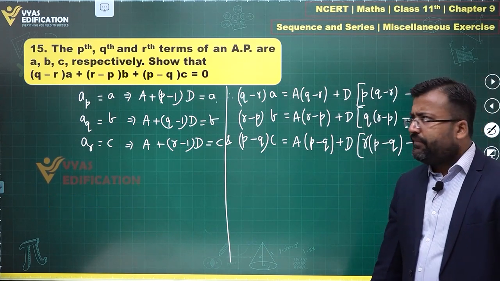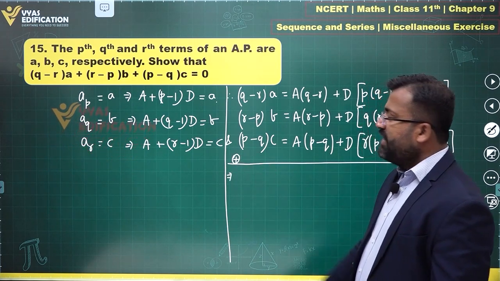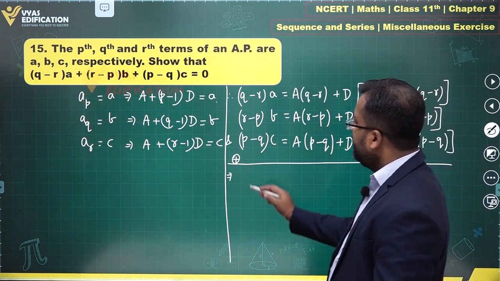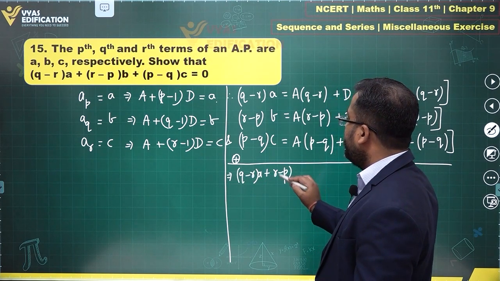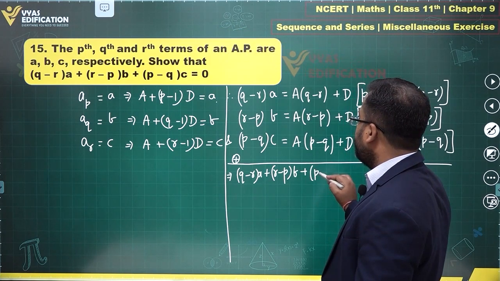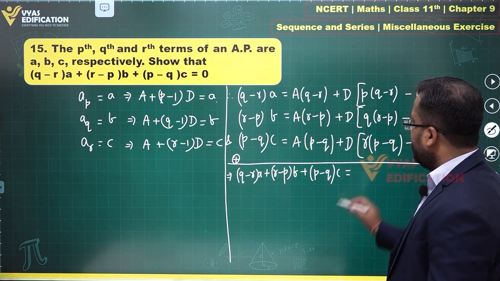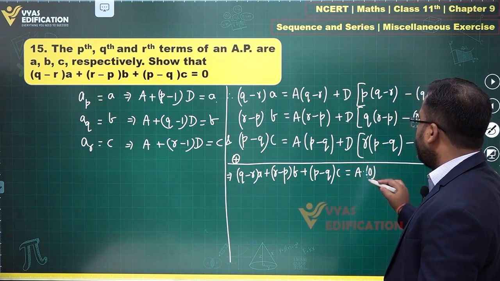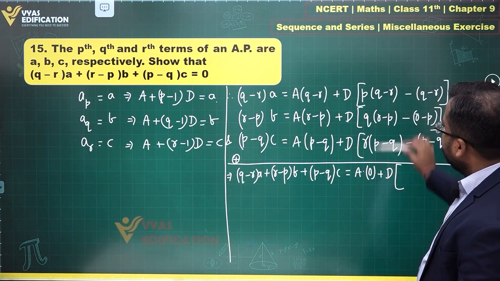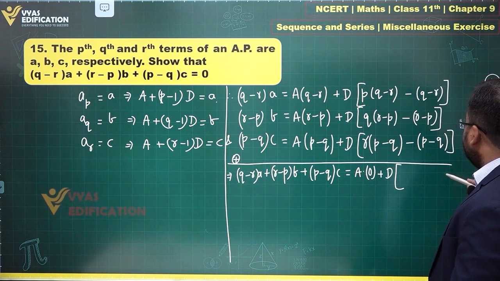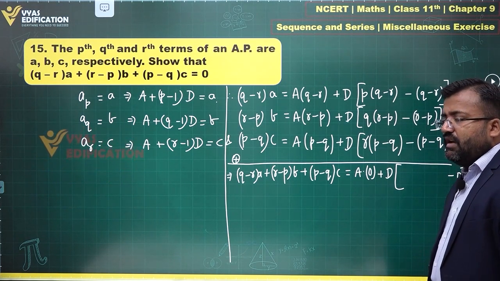Is that okay? Yes. Now, simple addition of these three, what will that give me? (q minus r) times a plus (r minus p) times b plus (p minus q) times c is equal to A times, (q minus r), (r minus p), (p minus q) will get cancelled. This will be A times 0 plus D times, what is this? In the bracket you have these and minus these. So minus these will be simply 0, that's what you can observe. (q minus r), (r minus p), (p minus q) will be simply 0. Those terms will get cancelled.